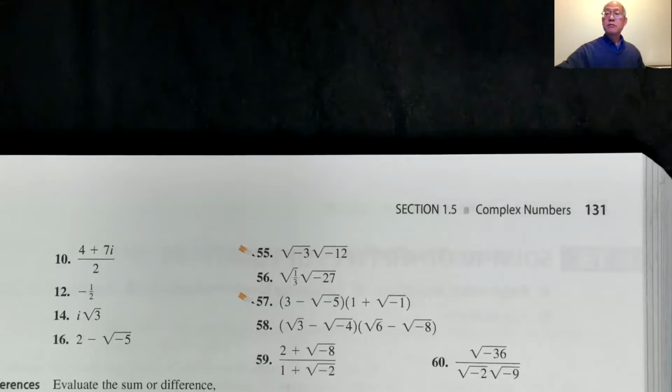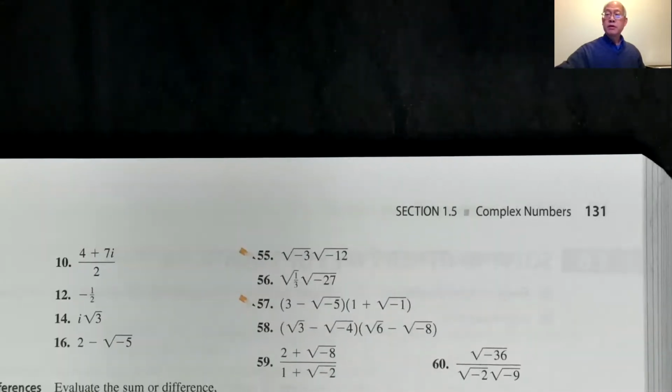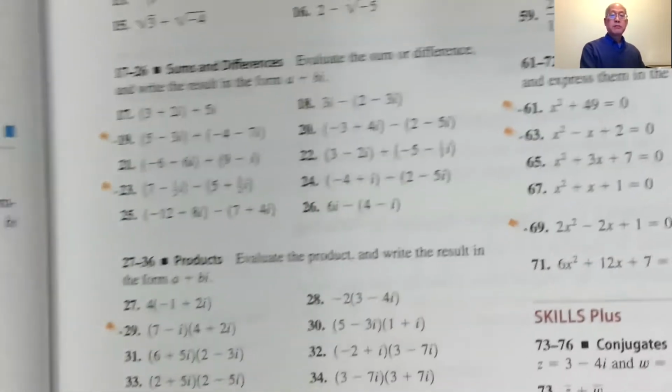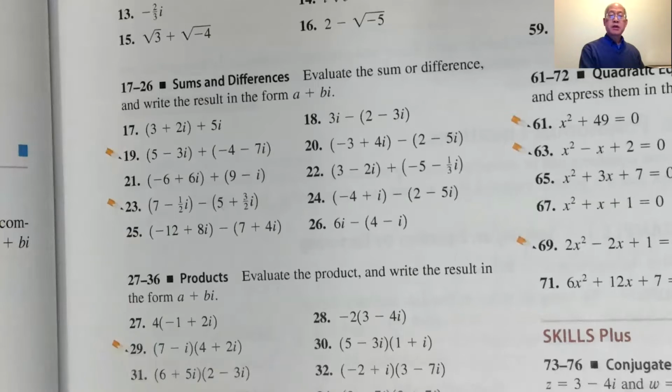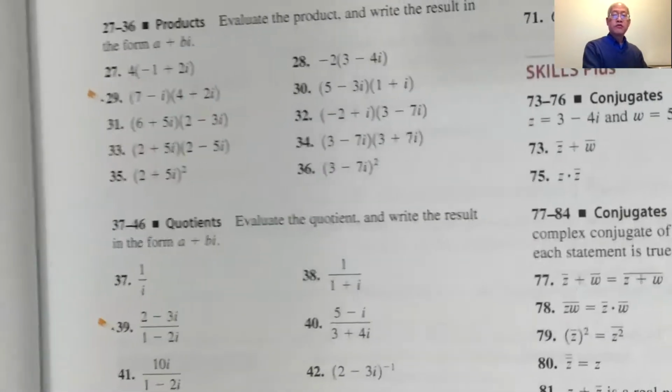This is section 1.5. So let me go ahead and show you the homework for that. We are on page 131, looks like. I'm starting with problem 17. We're doing complex numbers. i is the square root of -1, as you might recall.